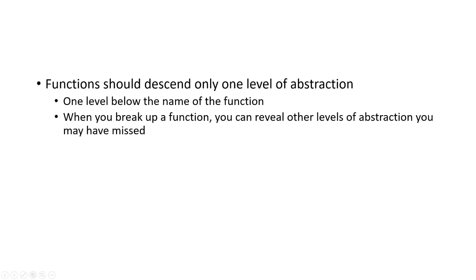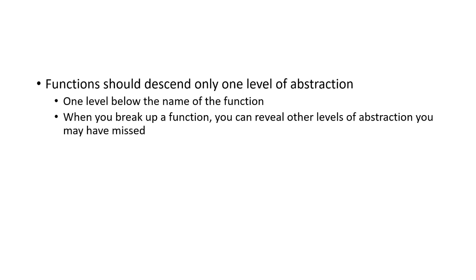And then last one, guys, functions should descend only one level of abstraction, which is one level below the name of the function. So basically, one way to tell if you have multiple levels of abstraction within your function is just see the indents. See how deeply indented your function is, and that can sometimes tell you that you have multiple levels of abstraction.